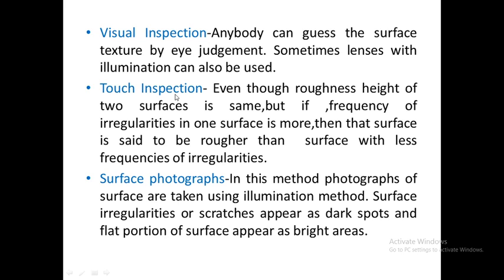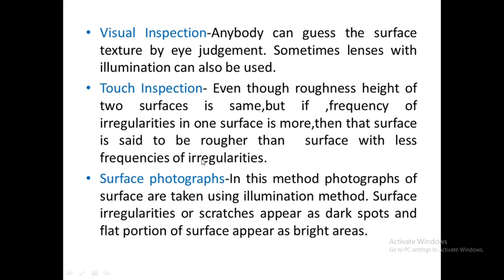Second is the touch inspection. In touch inspection, the hand is moved over the surface and then we identify the roughness of the surface. Even though the roughness height of two surfaces is the same, if the frequency of the irregularities in one surface is more, then the surface is said to be rougher than the surface with lower frequency.